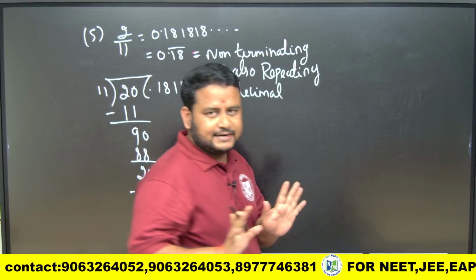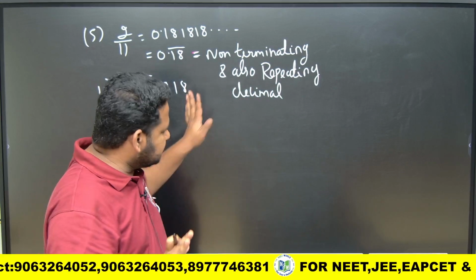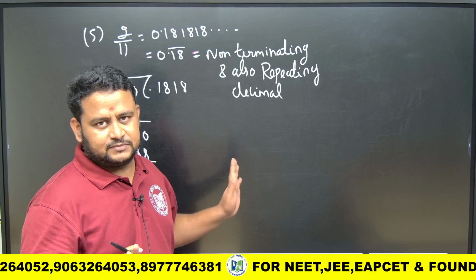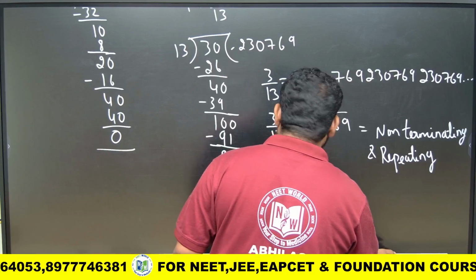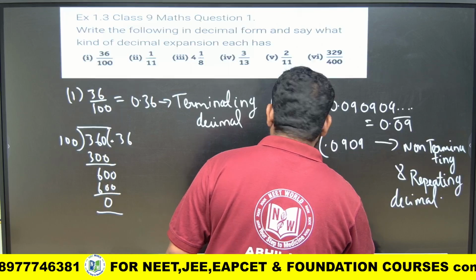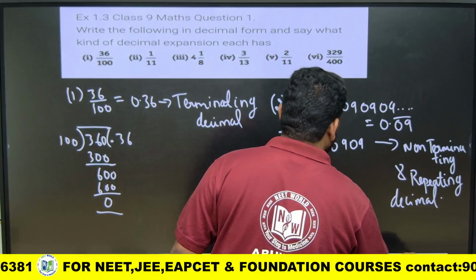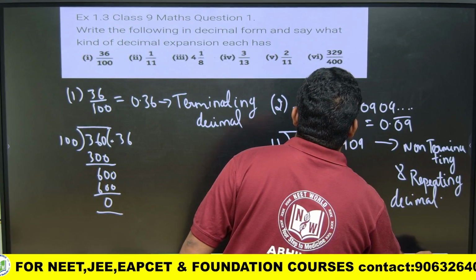Okay, I hope it is clear. Please watch it very carefully and also please focus. Then you will be able to understand, friends. Please try this question by yourself again after the class. Then you will be very thorough before the next class. So, the fourth question is 329 by 400.